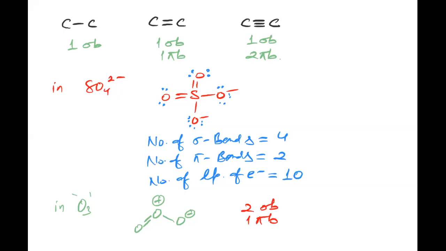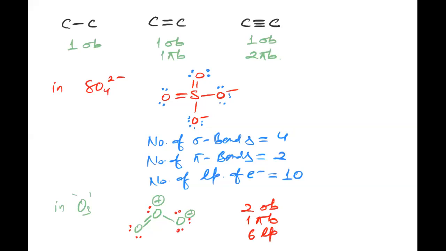Now if you see the lone pairs of electrons, this oxygen should have 2 lone pairs of electrons, since out of 6 electrons in its valence shell, 2 electrons participate in bonding, so 4 electrons remain, 2 lone pairs. As for this oxygen atom, it consists of 1 lone pair of electrons, and as for this oxygen atom, it consists of 3 lone pairs of electrons. So it has 2 sigma bonds, 1 pi bond, and total lone pairs of electrons is 6.